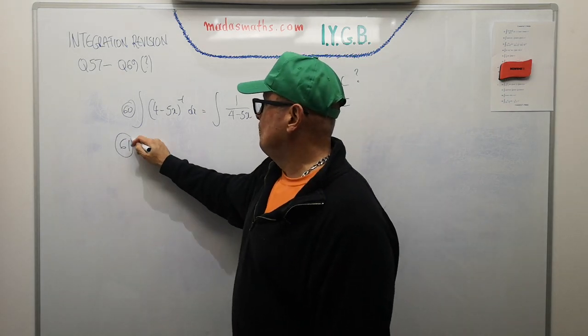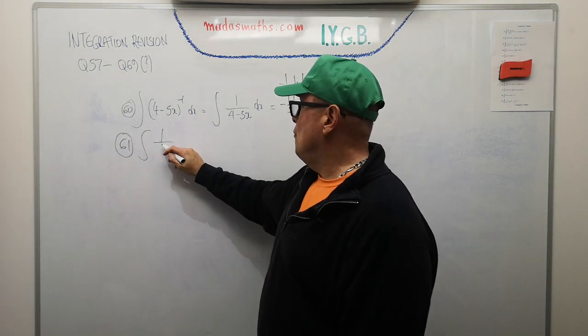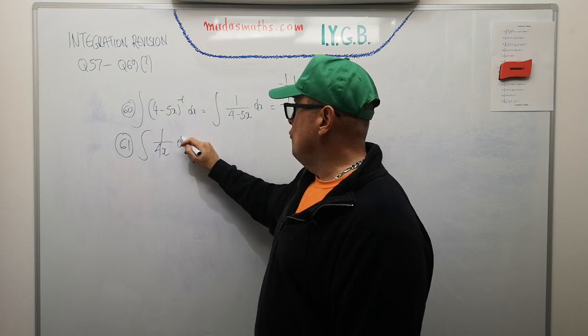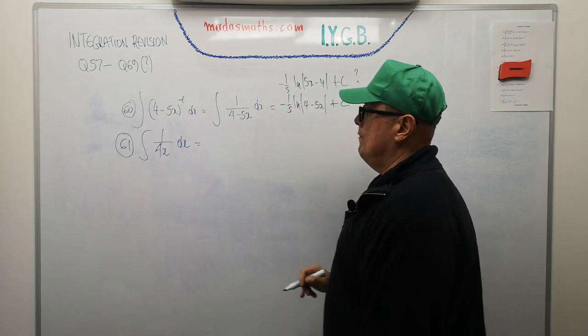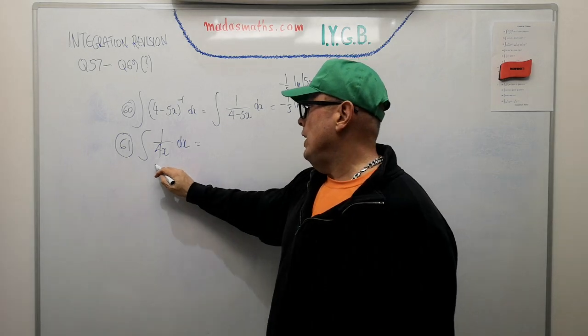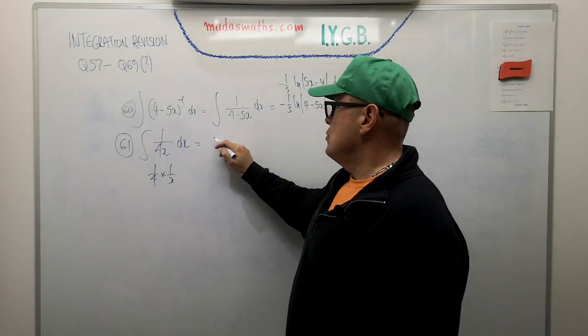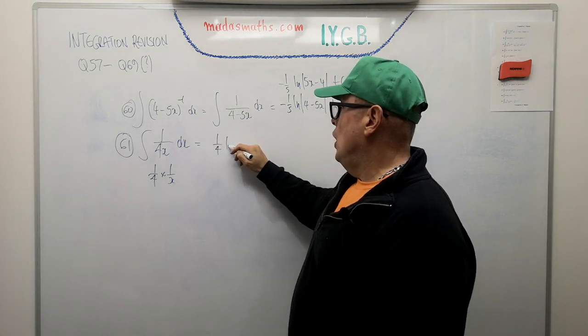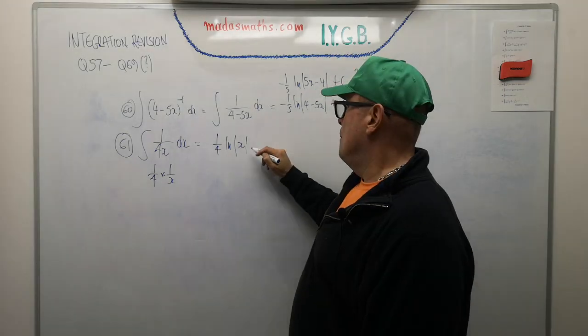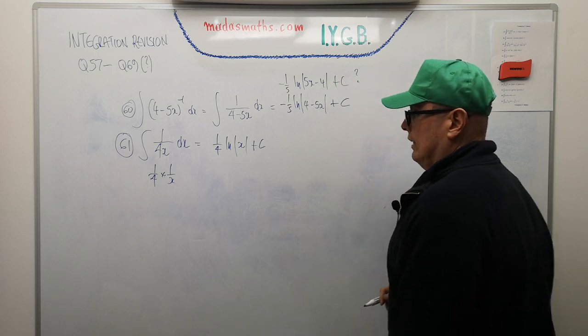Number 61, integral of 1 over 4x dx. Very, very simple. I see this as a quarter times 1 over x. So that's simply 1/4 log mod x plus c, and that's it.